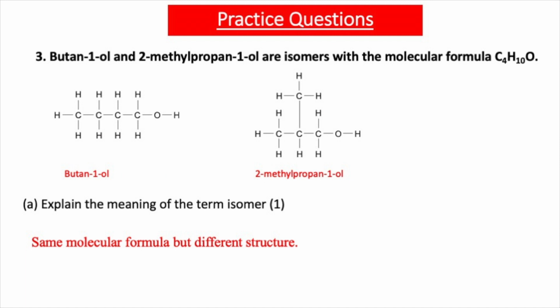Well, isomers have the same molecular formula but different structures. So if you said that, you get 1 mark. You could say different structural formulas. That would be fine as well.